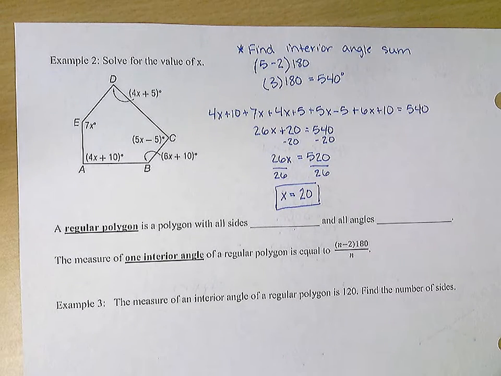Okay, so you do have problems like this on your assignment. So first, again, you need to find the interior angle sum, and then you can add up everything and set it equal to that interior angle sum. Any questions on example 2?